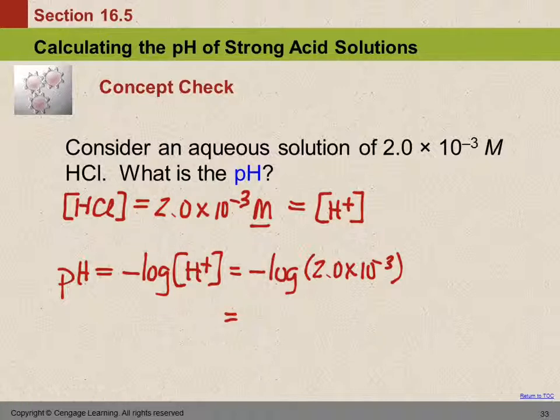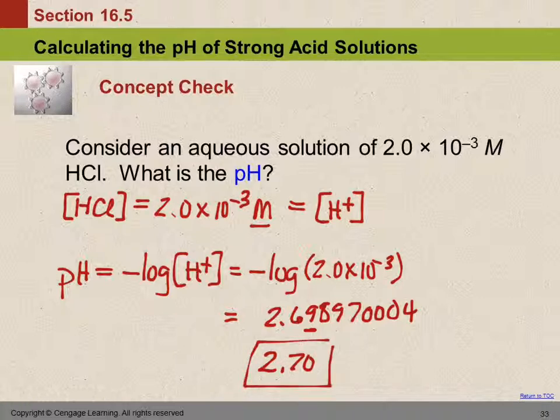On the calculator, 2 times 10 to the minus 3rd, 2 EE minus 3. Press the log button, change the sign. My calculator is showing me 2.698970004. This number has 2 significant figures, so in my pH I'm going to give 2 decimal places, so that rounds up to 2.70.